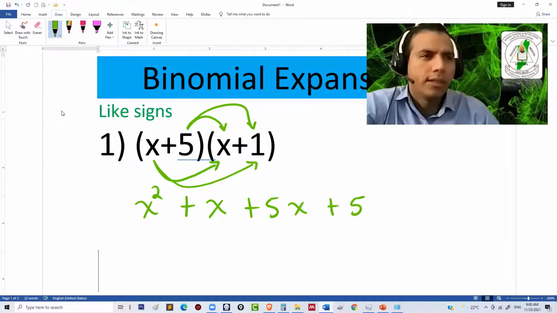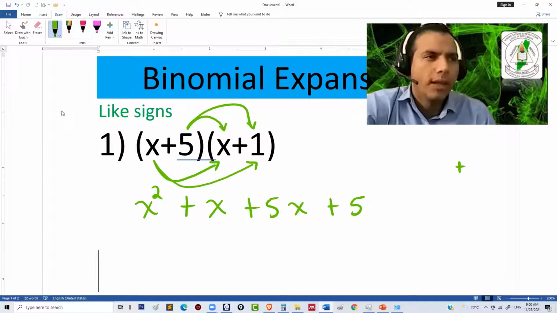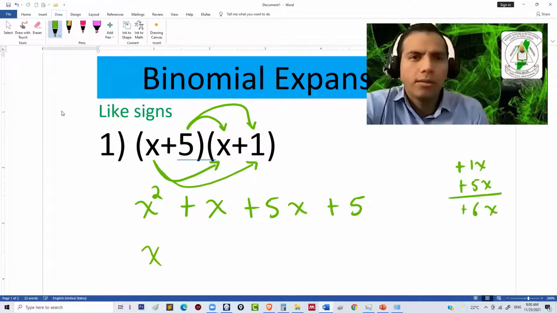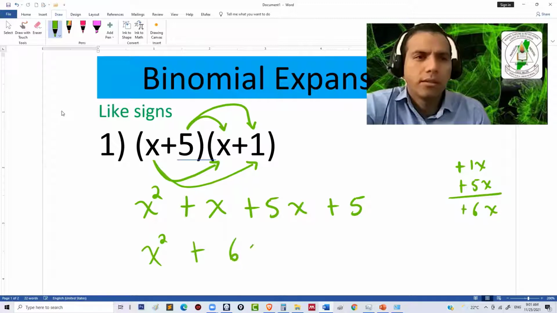Now it's very important that we simplify the middle terms. Here we have 1x plus 5x. So 1x plus 5x is 6x. That's positive. x squared plus 6x plus 5.